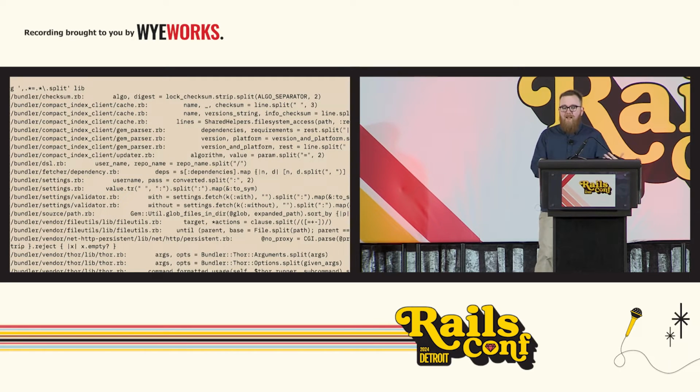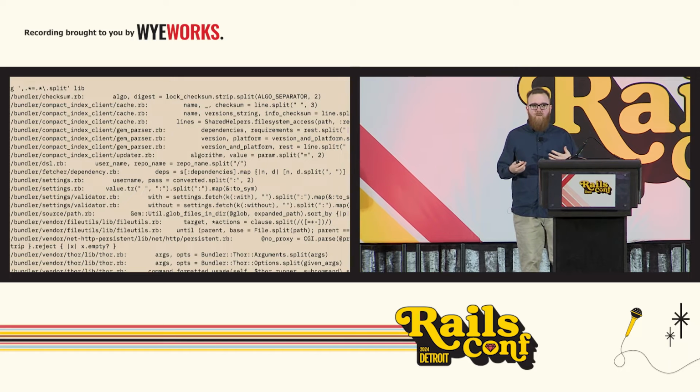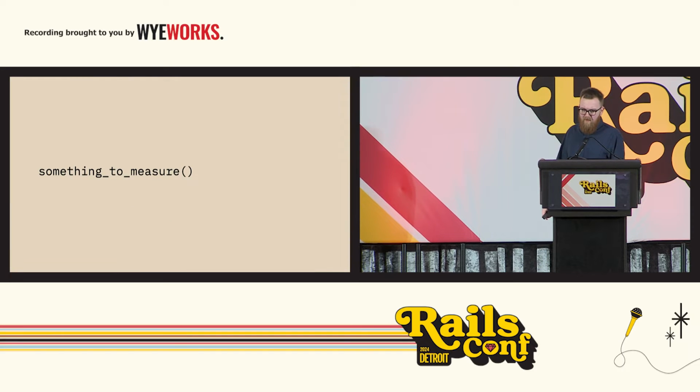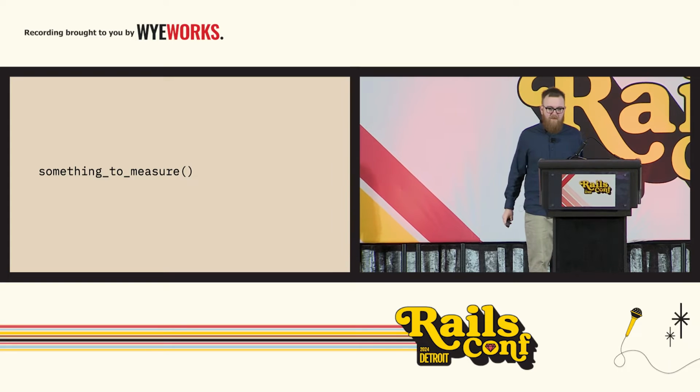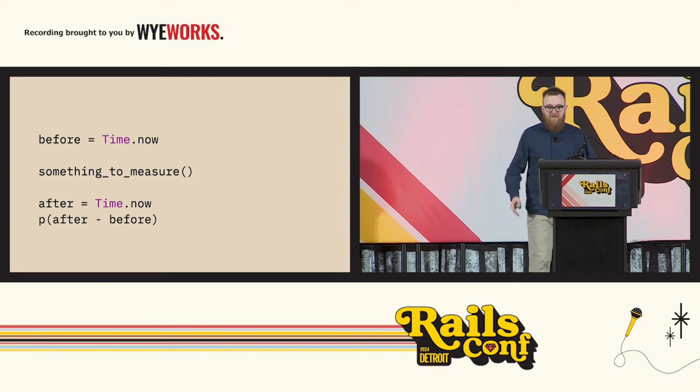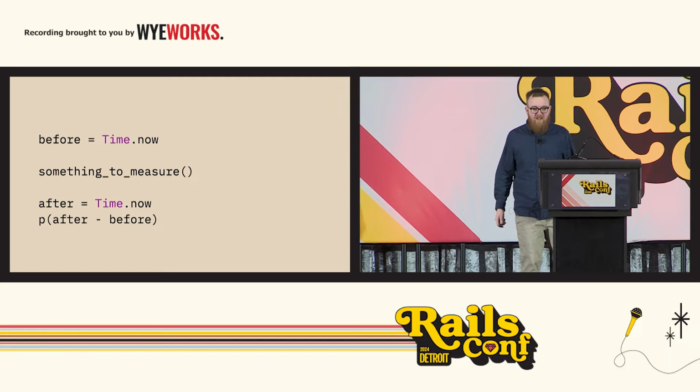So I'm going to back up a whole bunch and explain why measuring things can be more challenging than it seems. If we have a piece of code we want to measure, how do we do that? Well, you might write something like this. I write things like this all the time, where you just take a time before, you take a time after, and then print out the difference between the two. This totally works fine, but there are some improvements we can make on it.